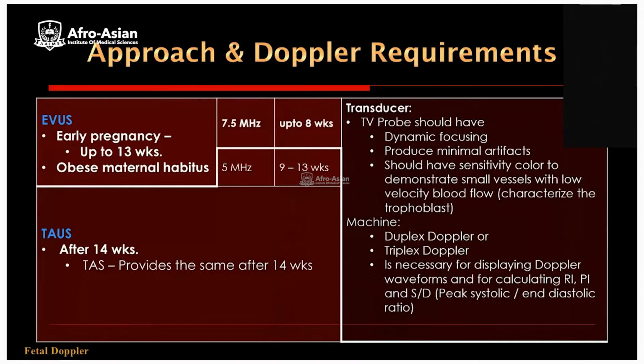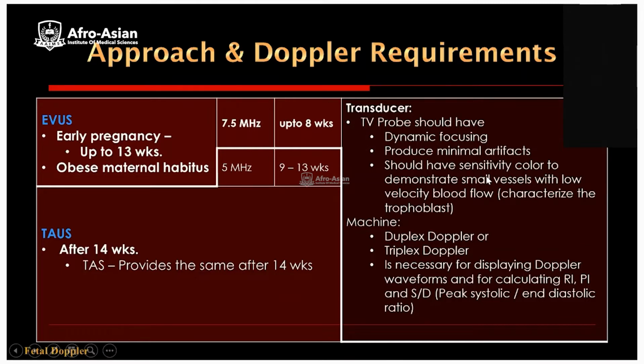The approaches for Doppler requirements are the endovaginal, which is transvaginal ultrasound, performed in early pregnancy, usually up to 13 weeks, or in obese maternal habitus, in obese patients. In early pregnancy, we prefer to use 7.5 megahertz TVS up to 8 weeks, and 5 megahertz from 9 to 13 weeks. After 14 weeks, we use transabdominal sonography.